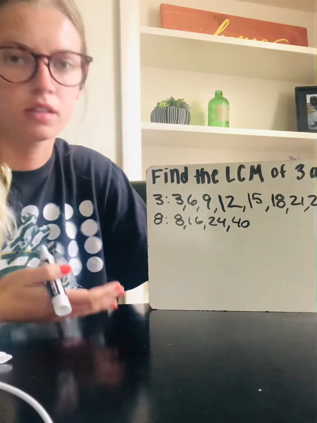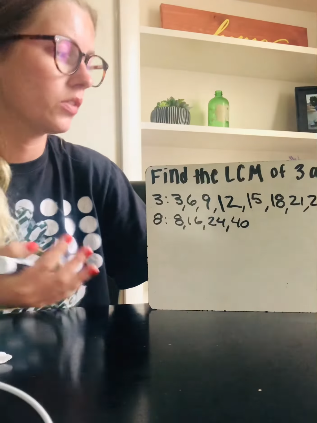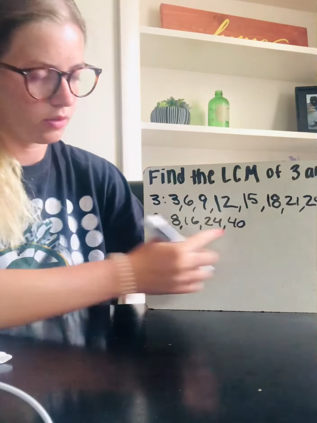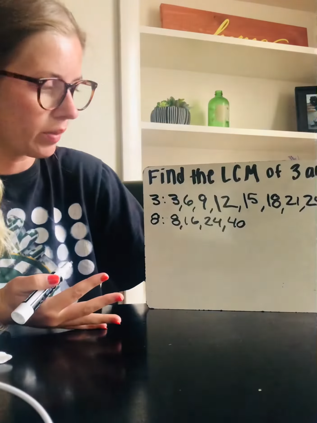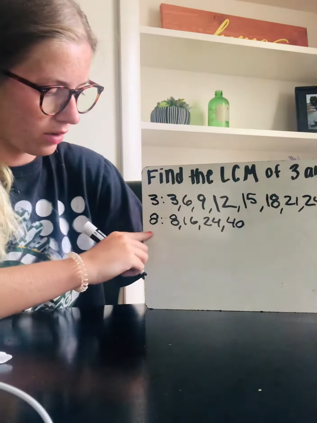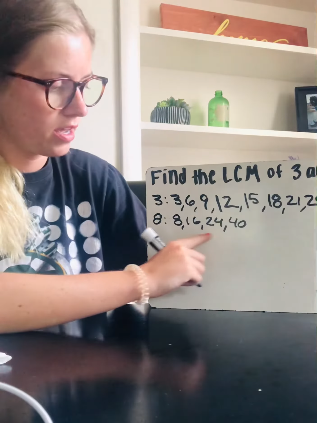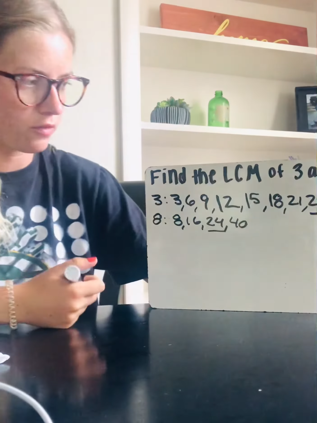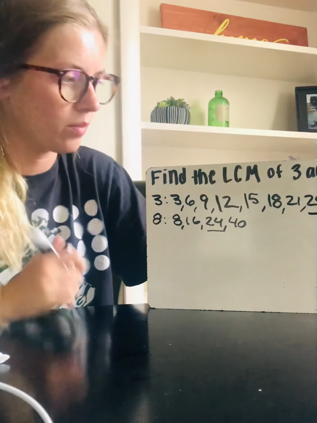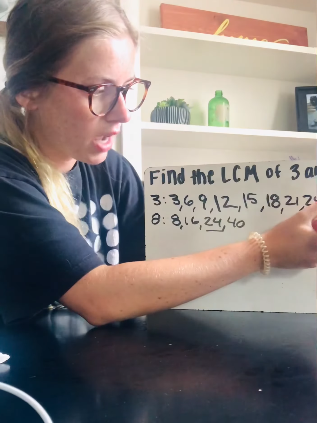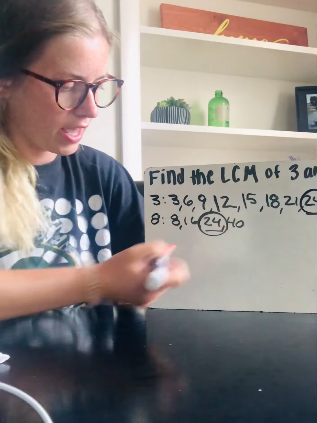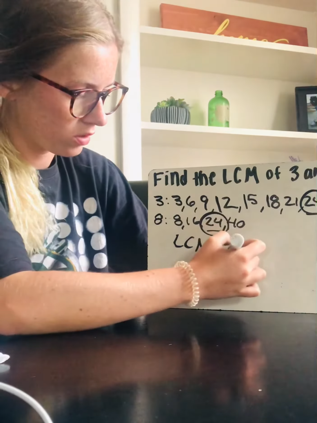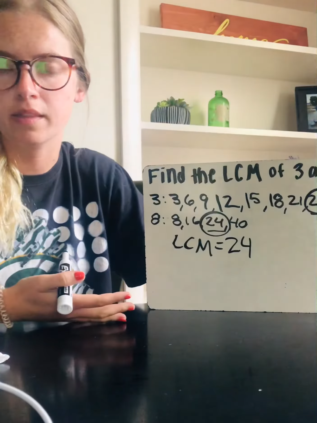So the goal of finding the least common multiple, least meaning the lowest number, the smallest number, is as soon as you see a match in the two numbers, that's your least common multiple. So I noticed that when I was completing the multiples for 8, it had a 24, and 3 also has a multiple of 24, and that's the first number that they both have in common. So the least common multiple of 3 and 8 is going to be 24. The LCM equals 24. That's one method.